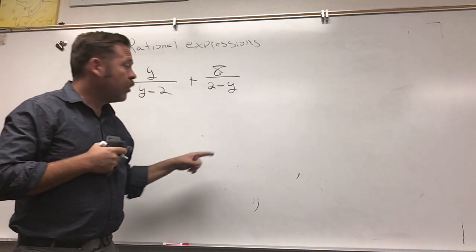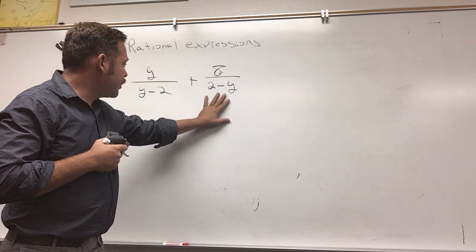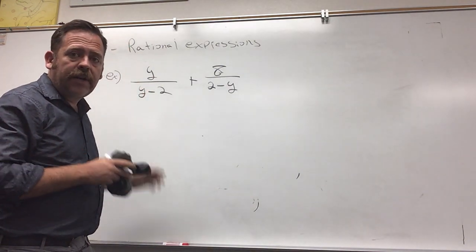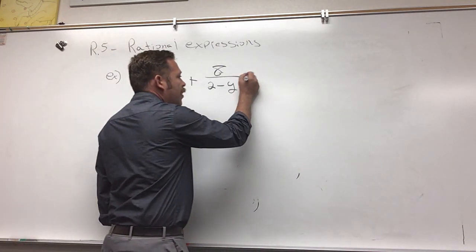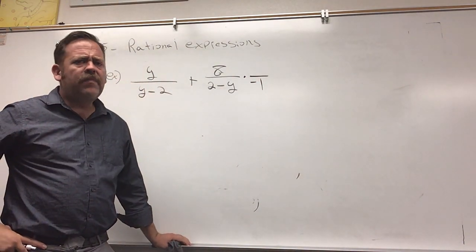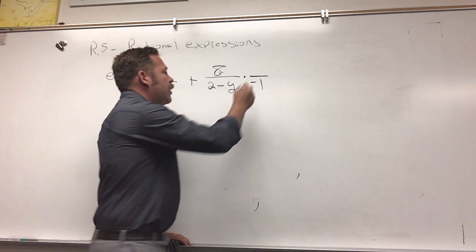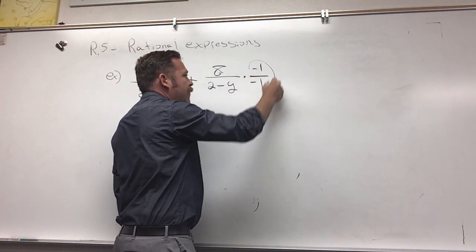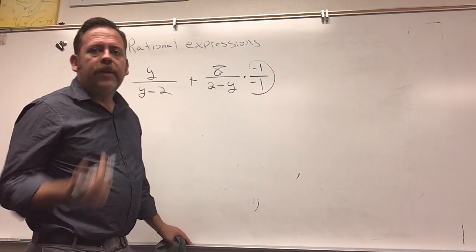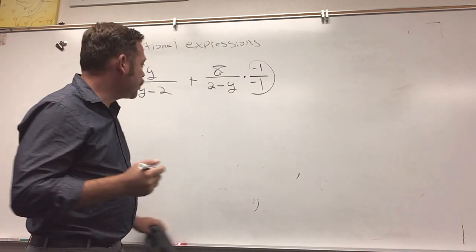I need them to look the same. What can I multiply this by so that it looks exactly the same as that? How about negative 1? I'm going to multiply the bottom by negative 1, but I can't just go around multiplying the bottom by negative 1. I have to multiply the top by negative 1. That way I'm multiplying by a fancy version of 1. That keeps it equal, it keeps it to the same value, it just changes the way it looks.